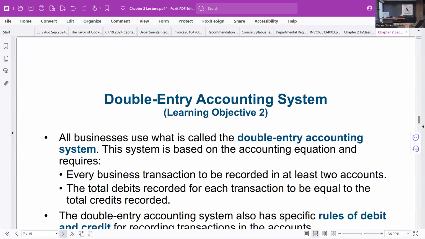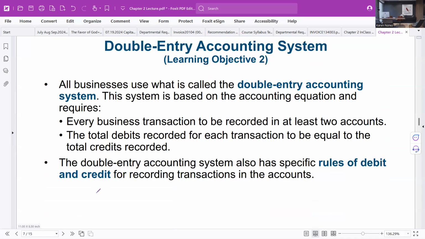So the next thing, we're going to introduce what we call double entry accounting. All businesses are going to use what we refer to as a double entry accounting system to record the effect of our transactions on the accounting equation. Every transaction that we record has to affect at least two accounts. And the total of all the debits that we record has to equal the total of all the credits. And this double entry accounting system has specific rules that we're going to use for debits and credits.